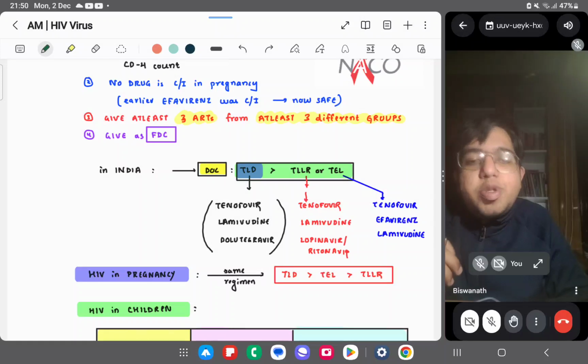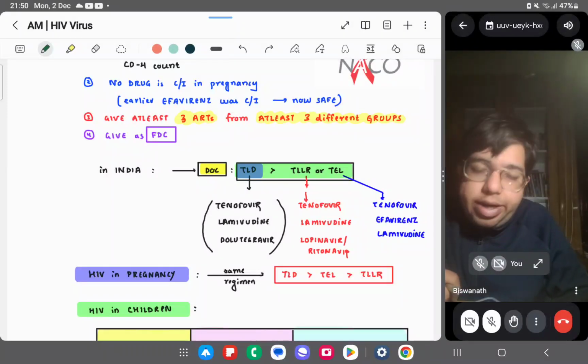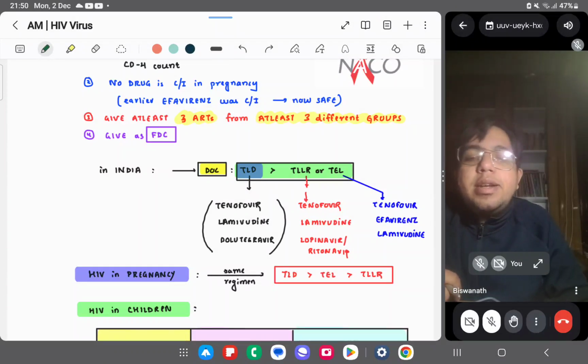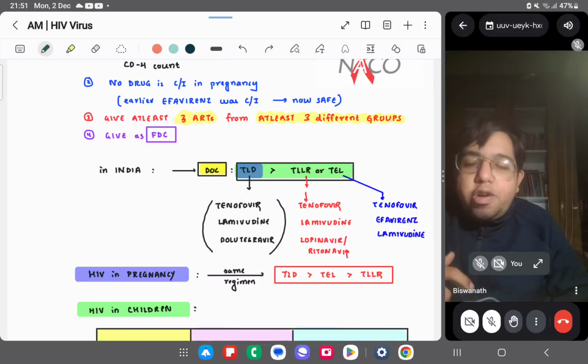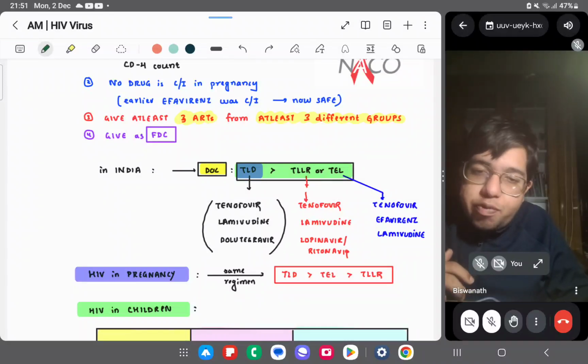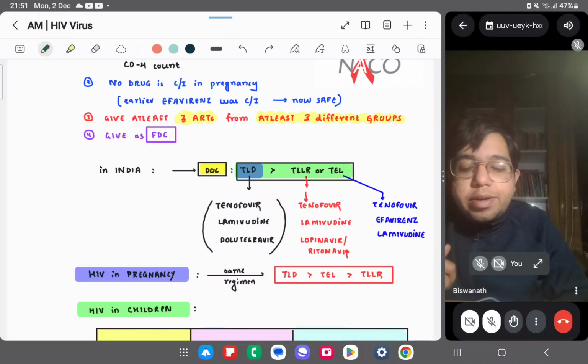So in India, the drug of choice now, it's the update. Many teachers are even wrong here. The drug of choice is the TLD regimen, not the TLE regimen. Many teachers say it is a TLE regimen, but it is incorrect. Nowadays, it is the TLD regimen. TLD stands for tenofovir, lamivudine, dolutegravir, not dydrogesterone. Tenofovir is an NtRTI. Lamivudine, the vudine, was the NRTI, right? And dolutegravir, the gravir, was the integrase inhibitor. Remember this all, right? Raltegravir, dolutegravir, bictegravir.